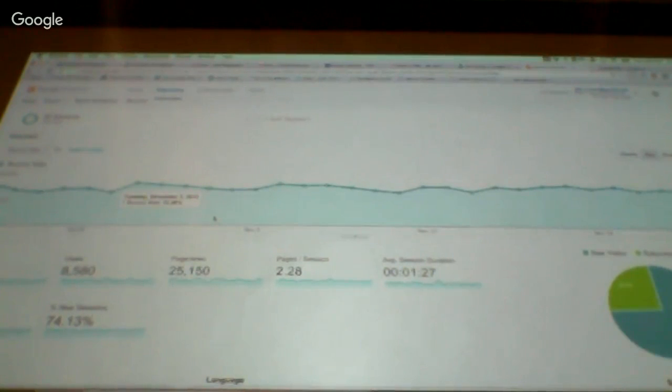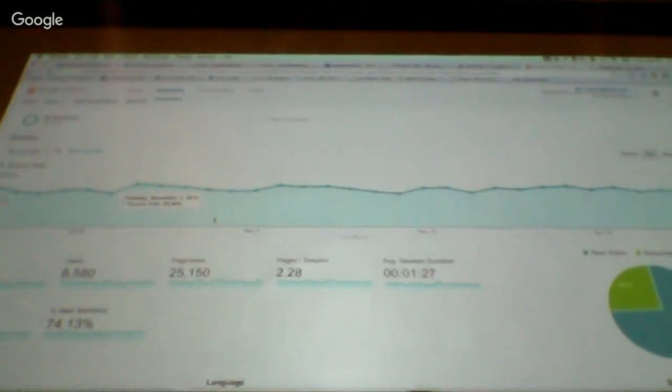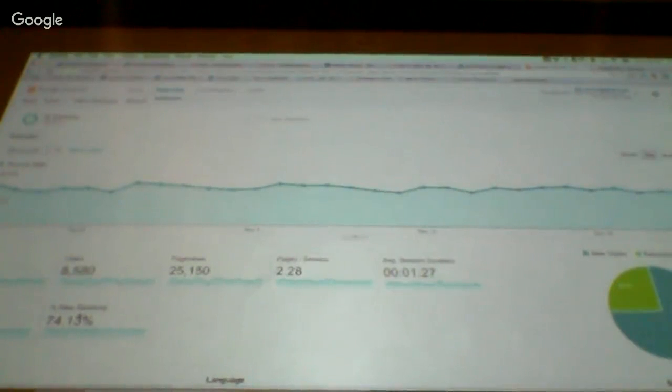Questions on these data points before we continue, the definitions of them? The only thing I didn't mention was new session. That's the number of people who have not been to the site before. I think, although I'm going to look at this, first time visits.